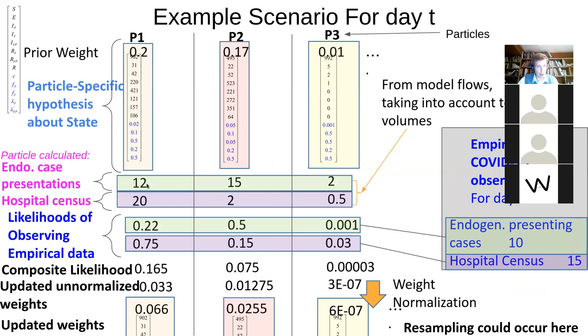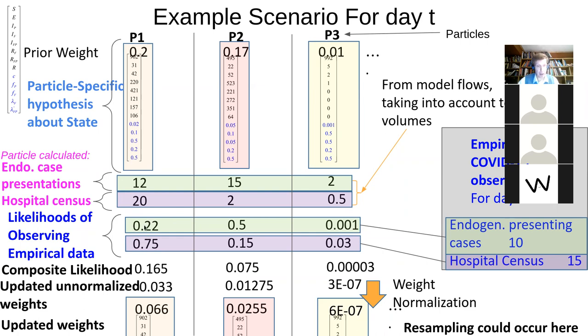So each particle has some prediction. There's some actual observations from the world. And we compute the likelihood of making those observations given the particle state, given what the particle would have expected. And we end up multiplying the weight of the particle by the likelihood.